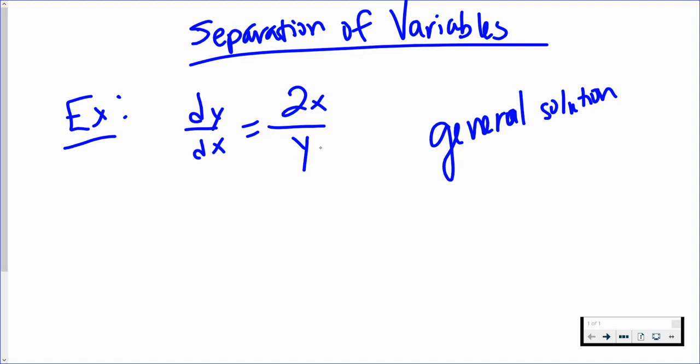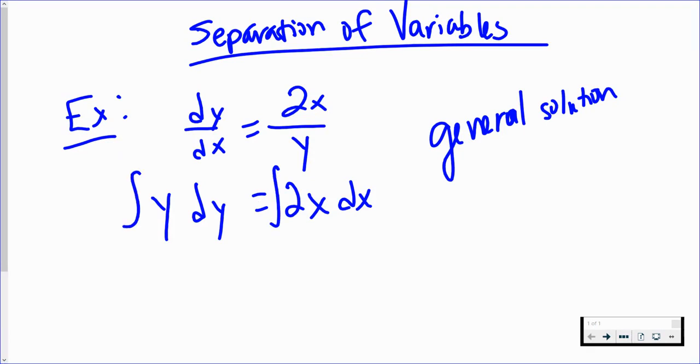We want to get the terms with a y with dy, so we're going to have to multiply over by y. And then we're going to move the dx over by multiplying by dx so that the dx is with the x terms. Okay, so now we have y dy equals 2x dx. So let's take the integral of both sides. That would give us y squared over 2 equals x squared plus c.